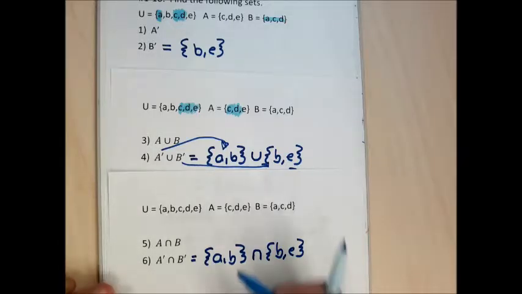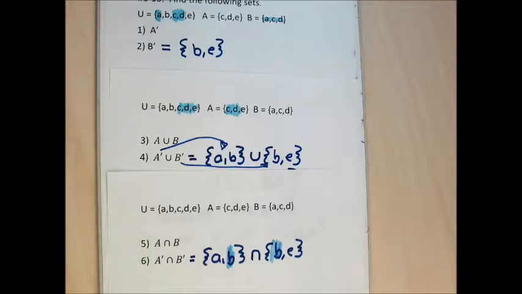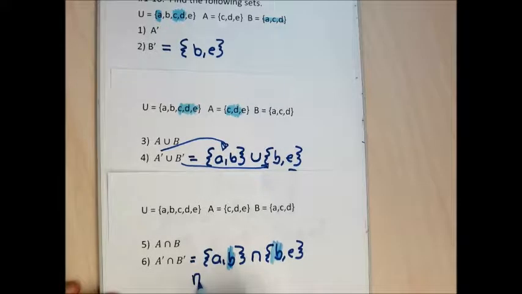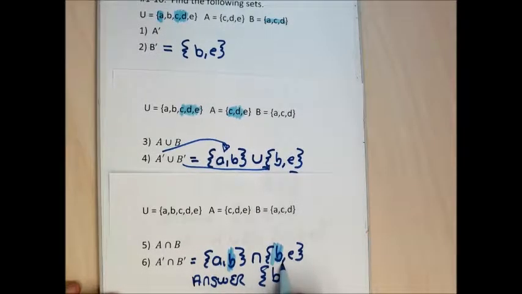Intersections are much easier than unions for me. Intersections are what sets have in common. My answer to this is what these two sets have in common, which is just the letter B. My answer is the set that contains the letter B.